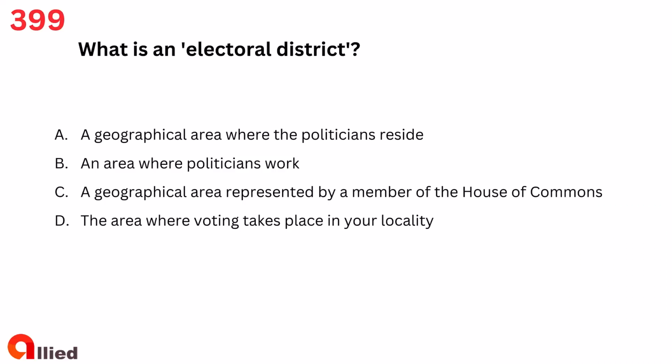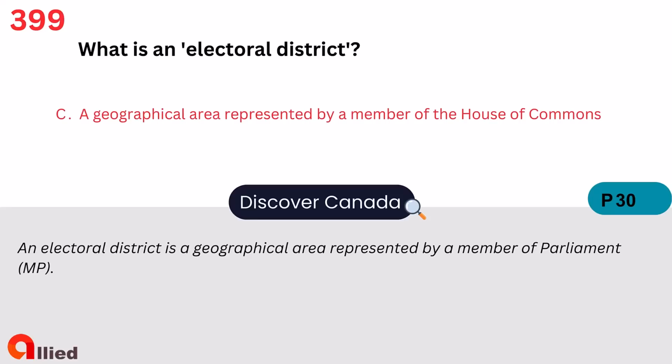Currency. Question 399. What is an electoral district? A. A geographical area where the politicians reside. B. An area where politicians work. C. A geographical area represented by a member of the House of Commons. D. The area where voting takes place in your locality. The answer is C. A geographical area represented by a member of the House of Commons.